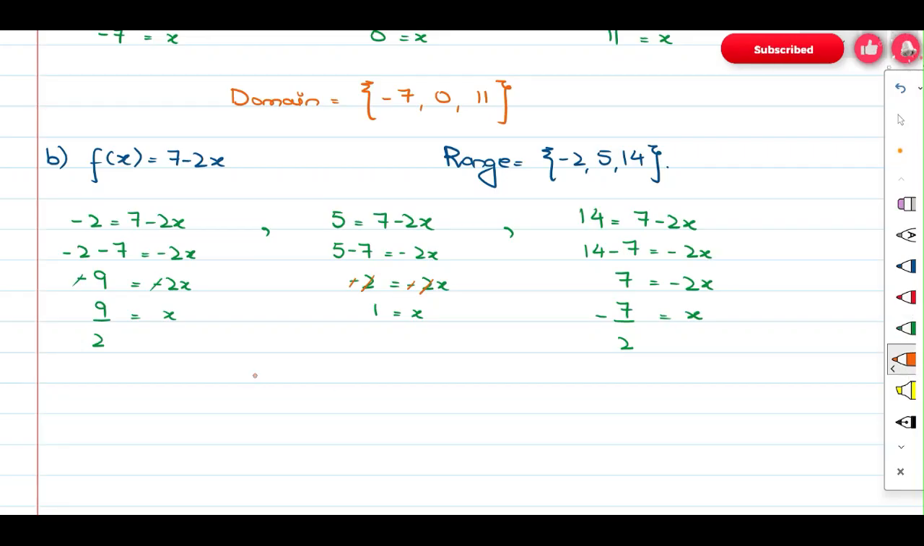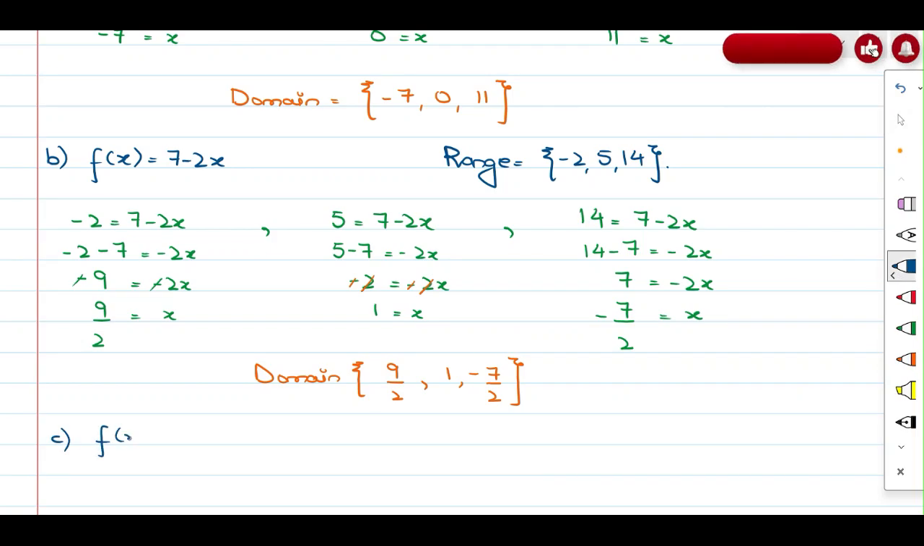Now how do we write the domain of the second function? We can say the domain of this function is 9 by 2, 1 and -7 by 2. These are the domains, the inputs of the function, and the rest are the outputs. These are the outputs which we have been given in the question, right? Okay, now let me move to part C.